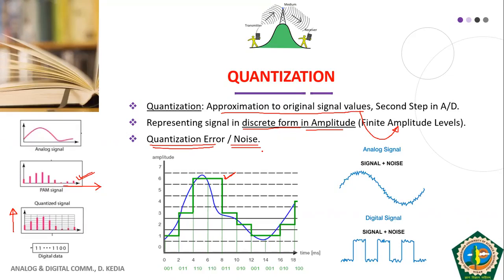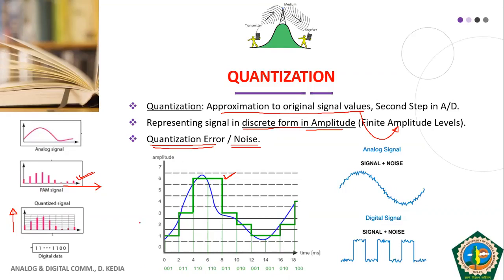Quantization in itself is a very big topic. If you want to study this topic in detail, you can refer to sources on the internet. You must have heard of an A to D converter. Whenever we say A to D converter, it is implied that sampling and quantization are involved in it. So if you study the A to D converter, you will come across sampling and quantization.